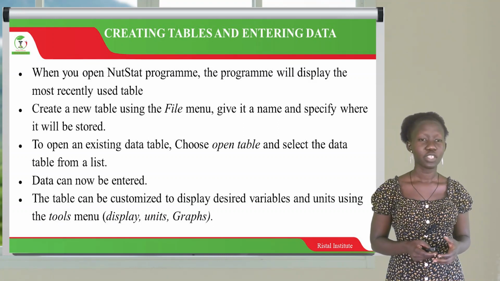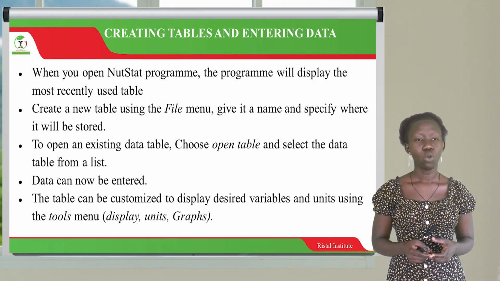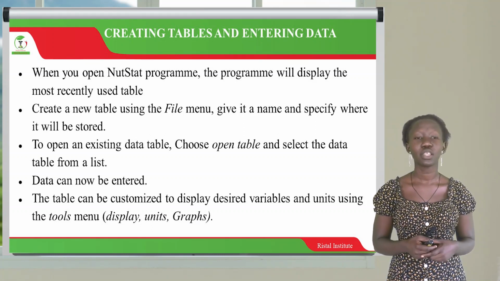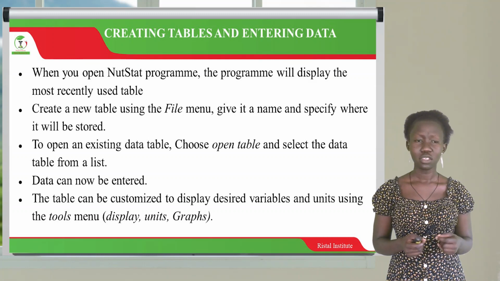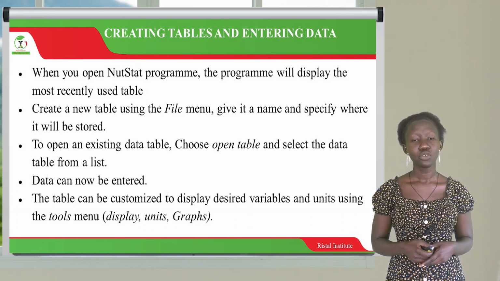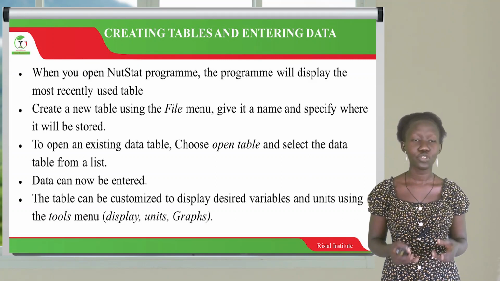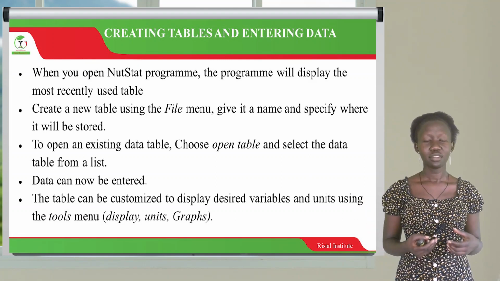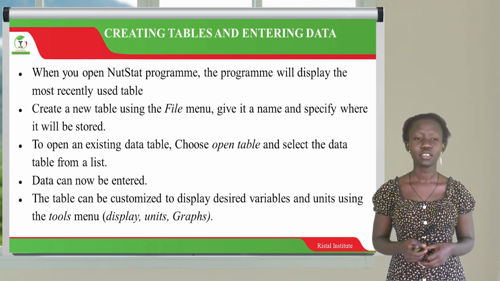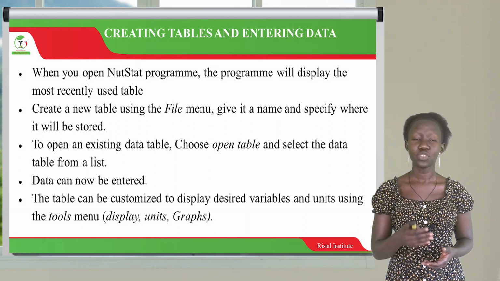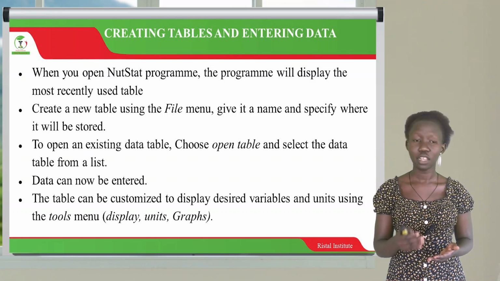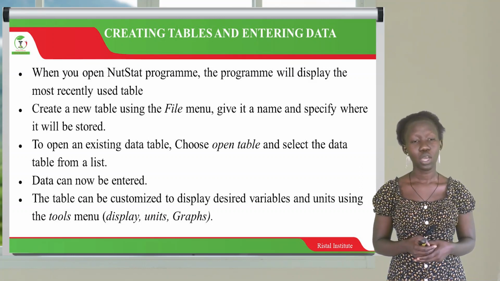So how do we create tables and enter data in NUTSTAT? Once you open the NUTSTAT program, it will automatically display the most recently used table. Once it displays that table, you can also create a new table using the file menu. Then you can give it a new name and specify where you will store it. When you want to open any existing data table, you have to choose open table and select the data table from the list, because it will display for you all the data tables that you have created before. And you can just click on the one you need and open and start working.